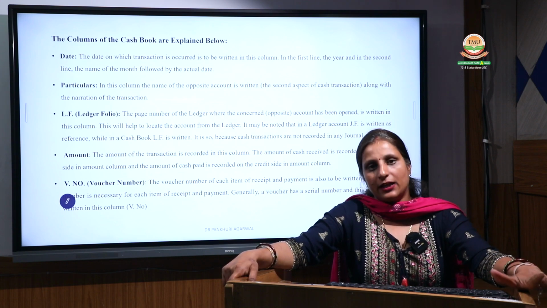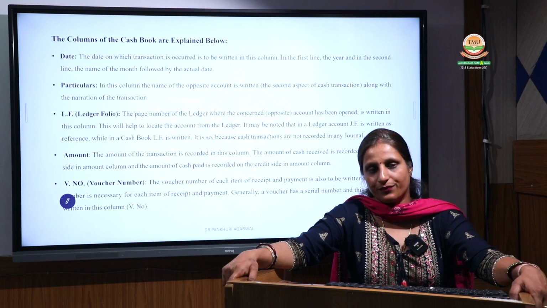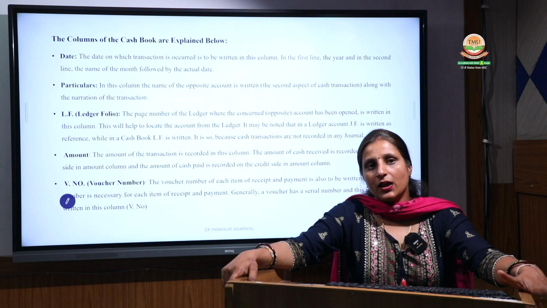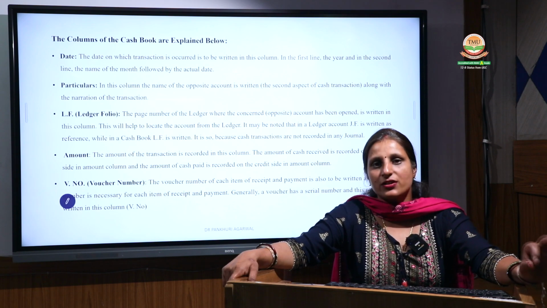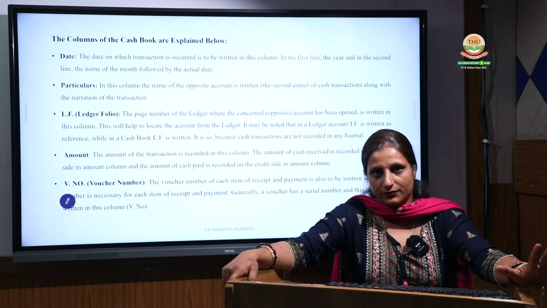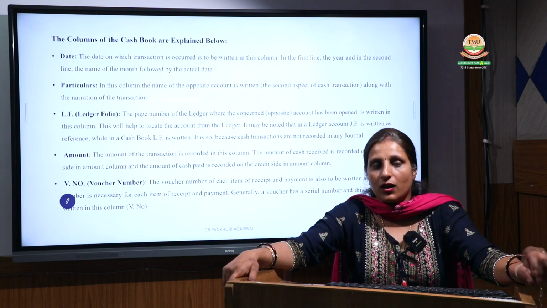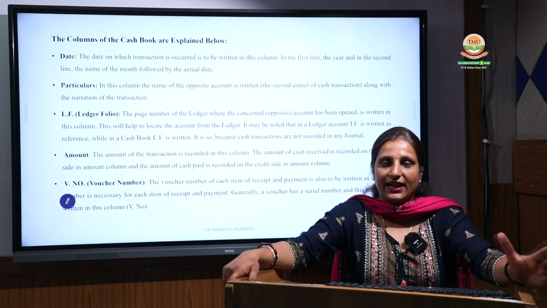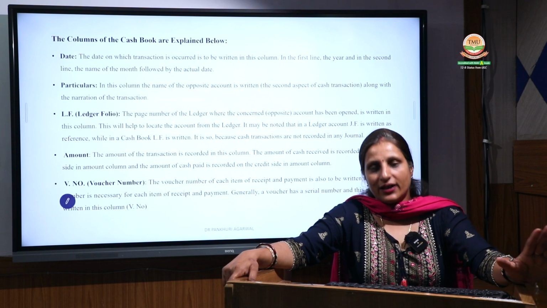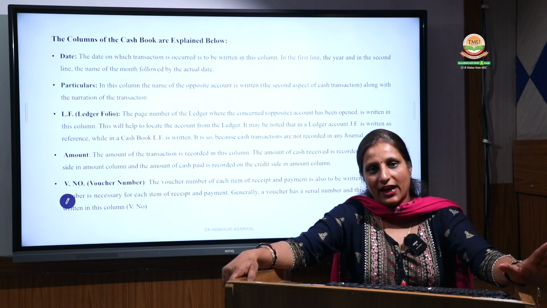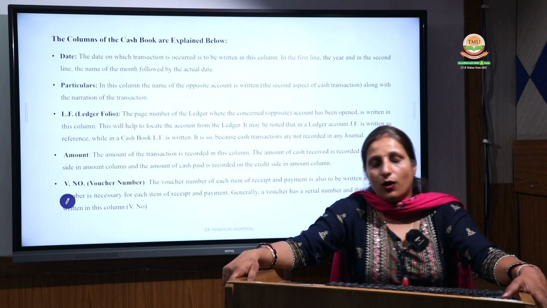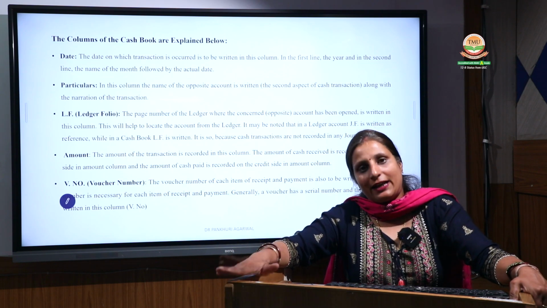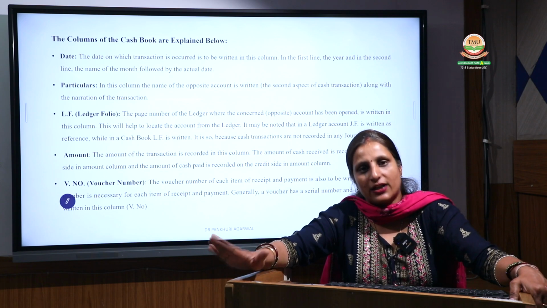If I am preparing the cash book, then in the cash book the term cash will not come in the particulars side. In particulars, always the other aspect of the entry will be recorded. For example, if I have the entry cash account debit to Suresh account, meaning I have received cash from Suresh, the entry will be cash account debit to Suresh account.